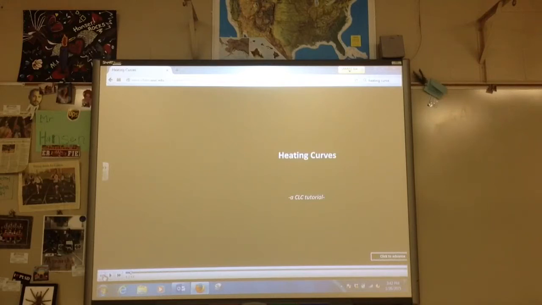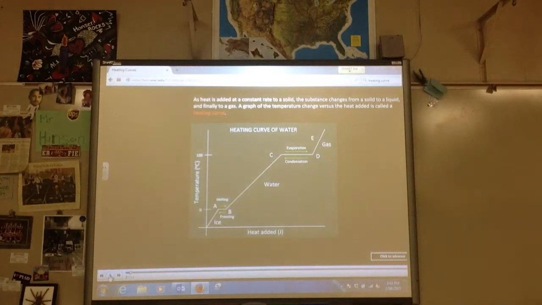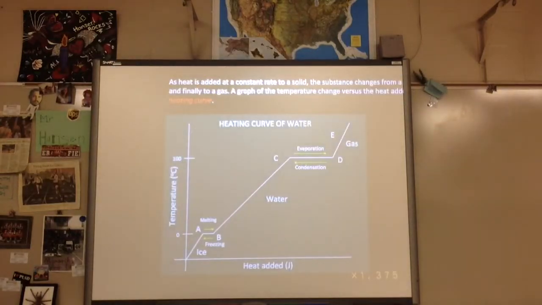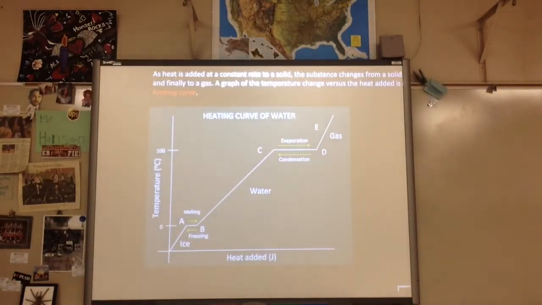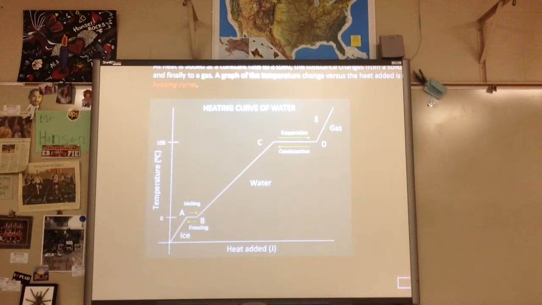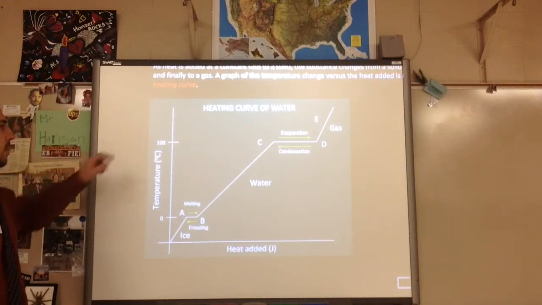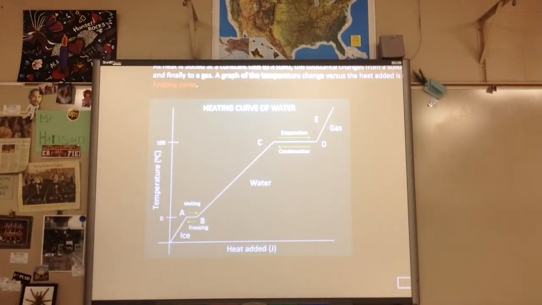So your label for your notes, which should be done with this video, is heating curve, or the heating curve for water. This is a link off the internet. There's about 1,000 of these things out there. This shows the heating curve of water, which we know melts at 0 degrees Celsius and boils at 100 degrees Celsius. Well, here it actually tells you what form it's in.